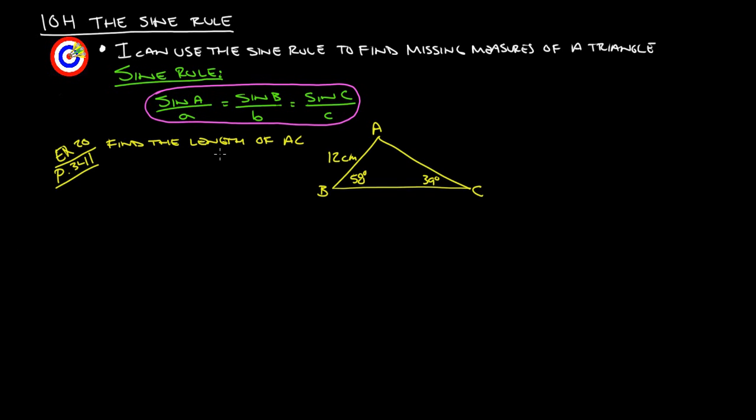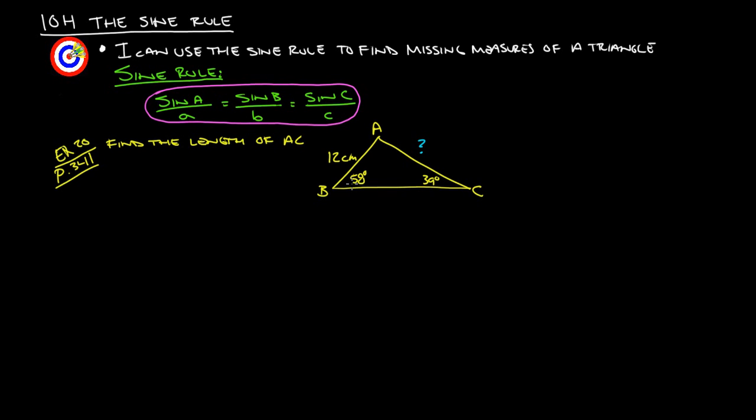Find the length of AC here. You'll notice we have 58 and 39, and that adds up to 97, so this is not a right triangle at all, but we can still, by using the sine rule, find missing sides and missing angles. To find the length of AC, this part right here, let's set up a ratio.